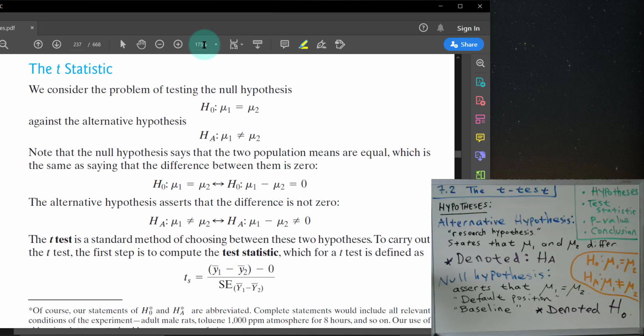Next up is looking at what's called the test statistic to establish whether our sample data provides support for the alternative hypothesis. That is in the next video.